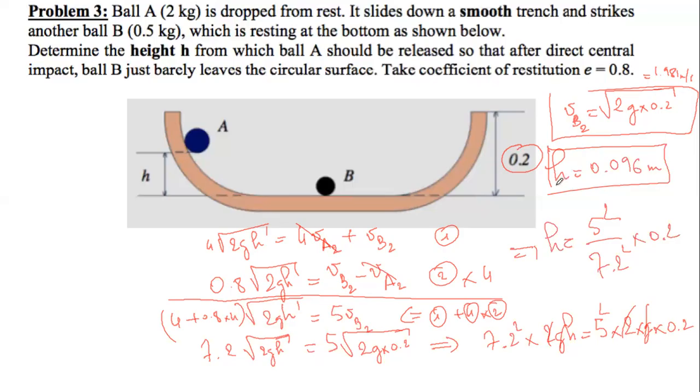So H, which is the height from which ball A should be released so that after direct impact, ball B just barely leaves the circular surface, that height H is 96 millimeters. Is it clear? Nice. Let's go to the next problem. So it was not difficult. You just need to read it step by step and you will find the right answer. And many of you found it. So congratulations.